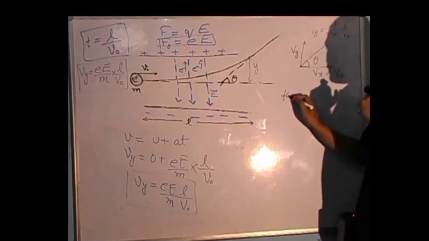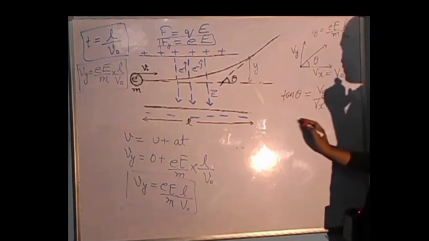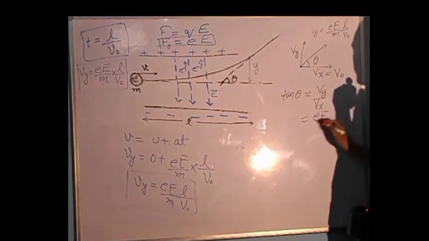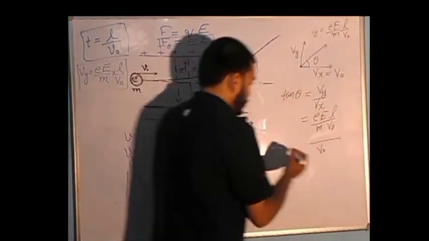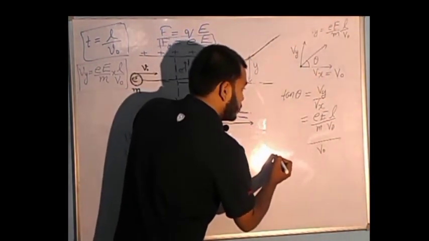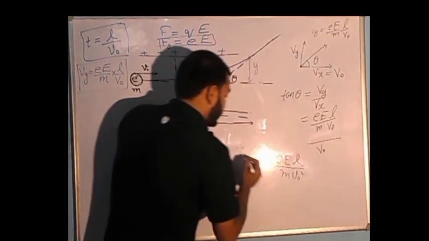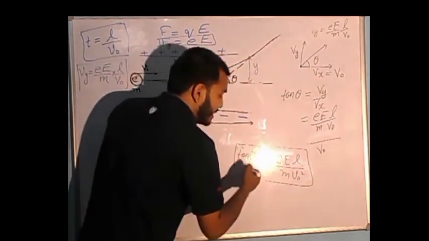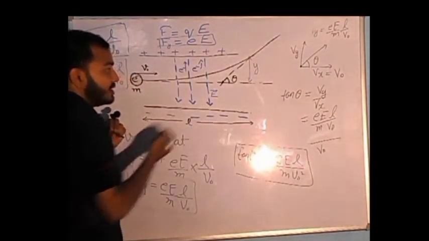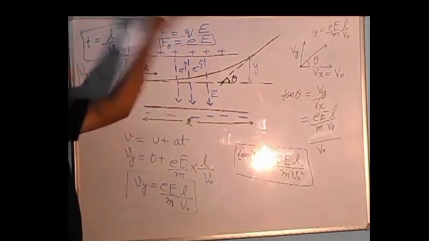From simple mathematics, tan theta is equal to Vy divided by Vx. So I put the value of Vy, E divided by m multiplied by L divided by v naught, upon Vx, that is v naught again. So I get tan theta equal to E L upon m v naught square. Now you can easily get theta as tan inverse of this answer. This is the angle that the electron makes with the horizontal direction when it emerges out of the field.